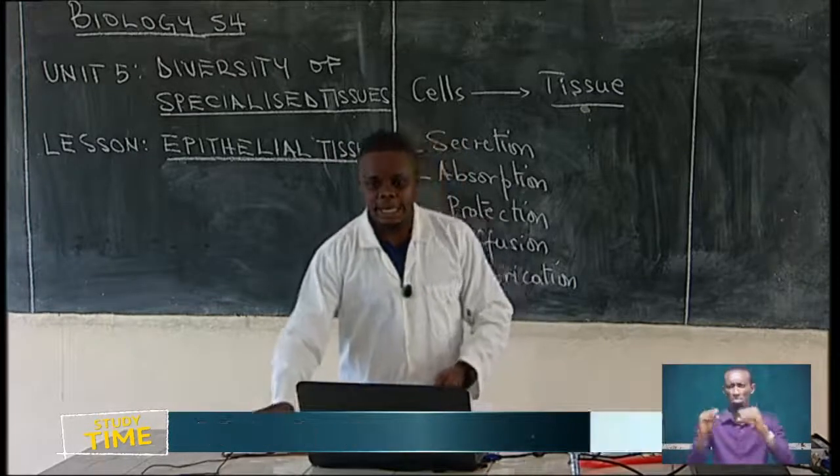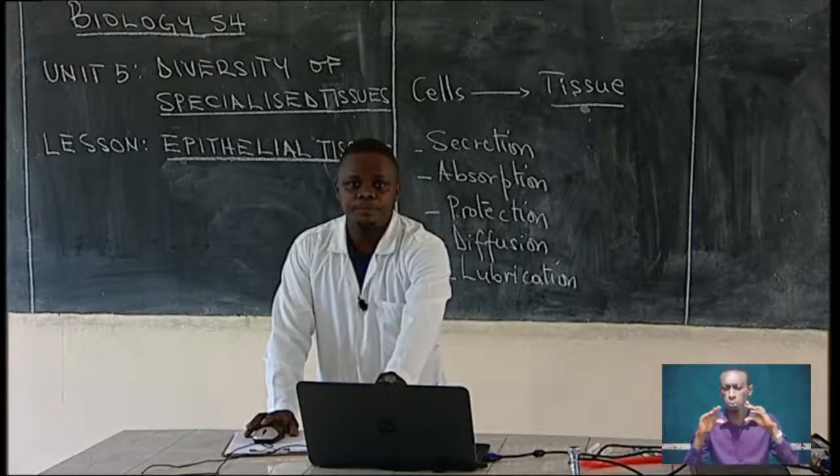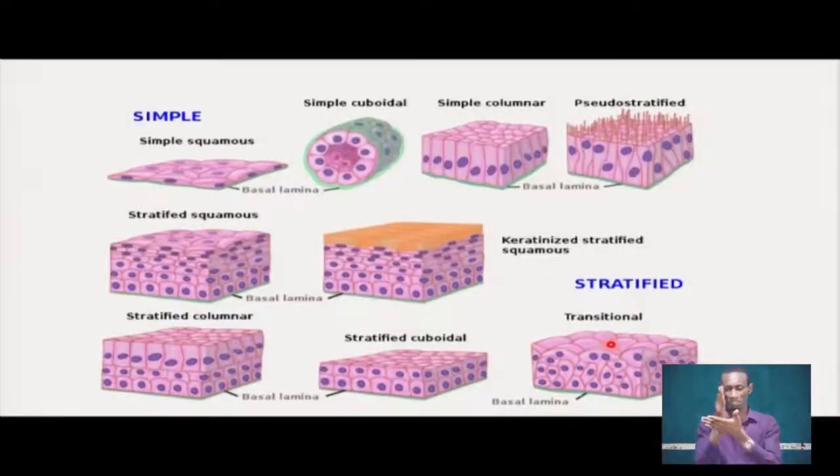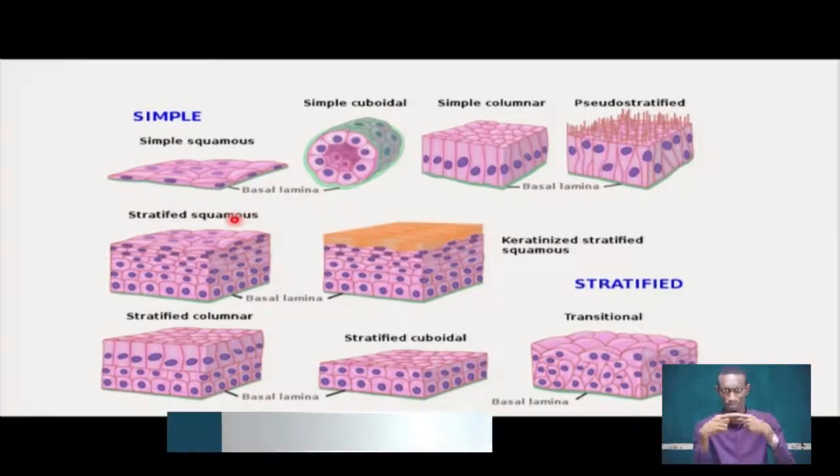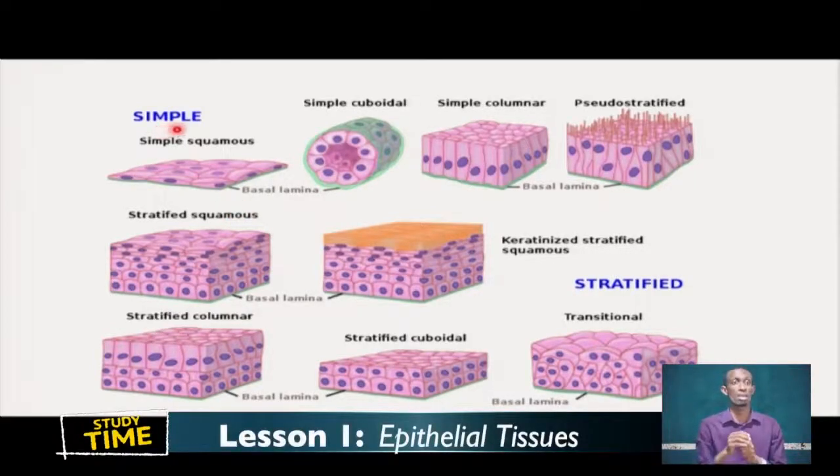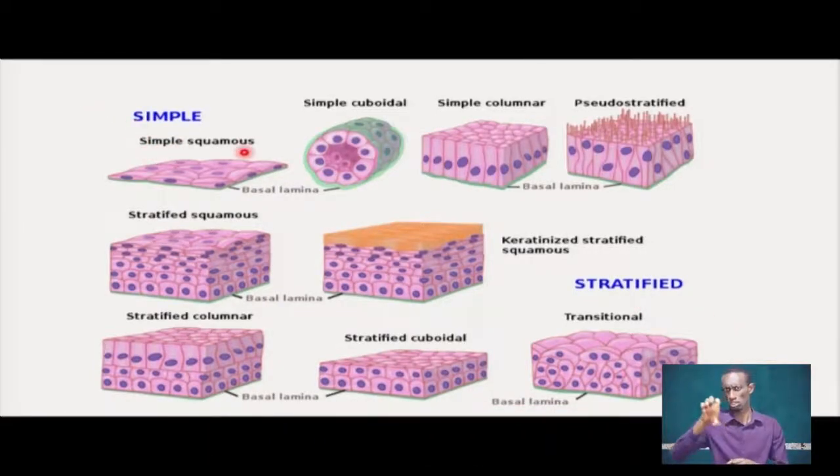Let us see another type of epithelial tissues. Here you can see we have different diagrams which show different epithelial tissues. Here we have simple and stratified. When we talk about simple, you can see here we have simple squamous. Remember, when we say simple, it means one layer. If we say squamous, it means flat.